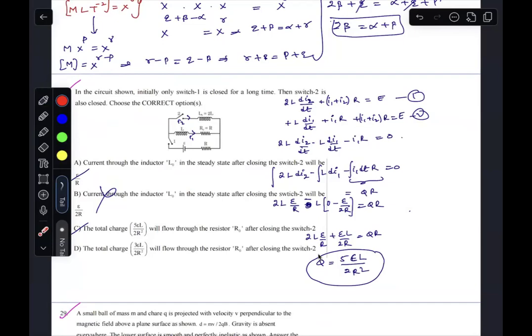In this, where is the 2L inductor? Right. In this, final current is E by R. In this, final current is 0. Initial current is E by 2R. So I have modified all. I got Q as pi EL by 2R square. That's what is given over here.